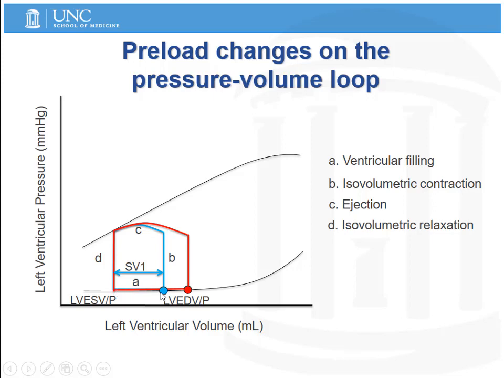So with this increased preload, there's an increase in the end diastolic volume, but no change in the end systolic volume. So the stroke volume for this beat with the increased preload is the width of this wider red pressure volume loop. So this pressure volume loop shows that an increase in preload, like in the red loop, produces an increase in stroke volume, and this is based on that Frank-Starling relationship.